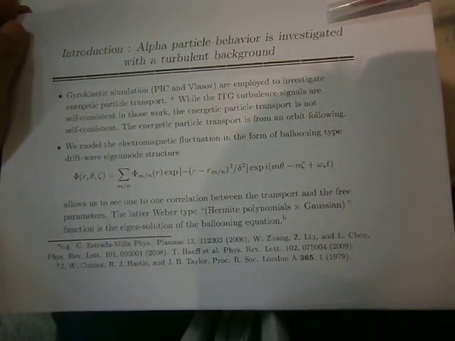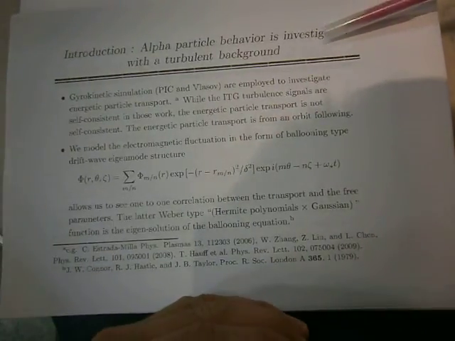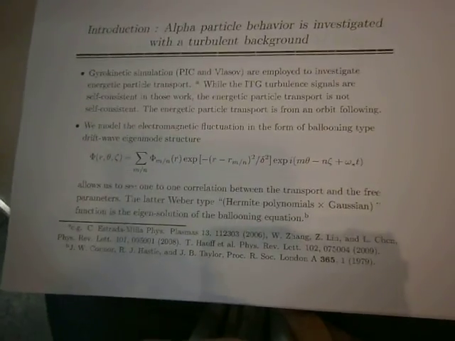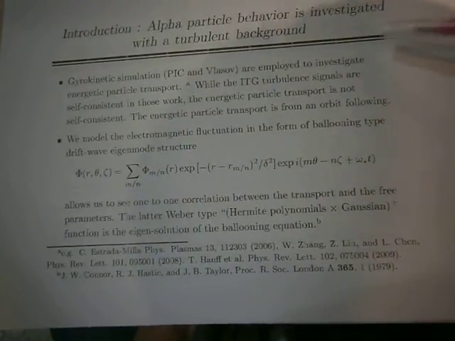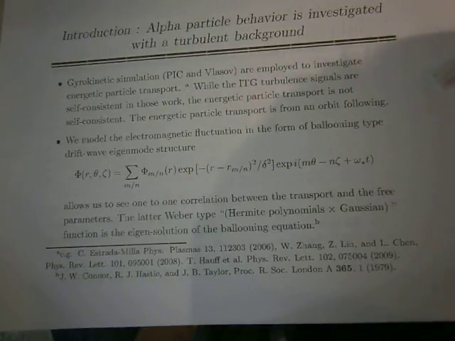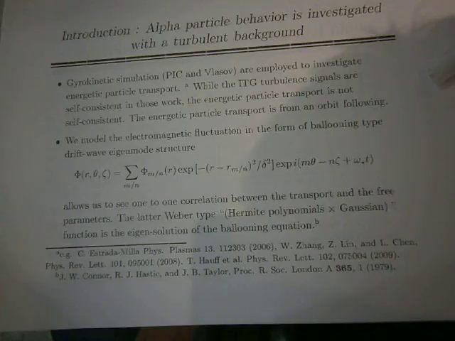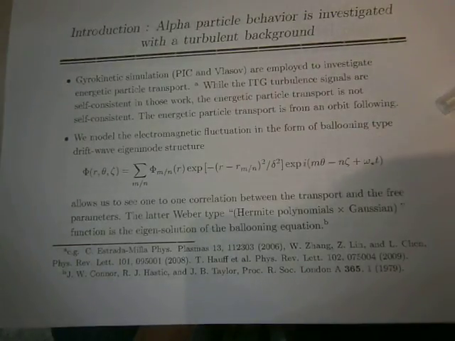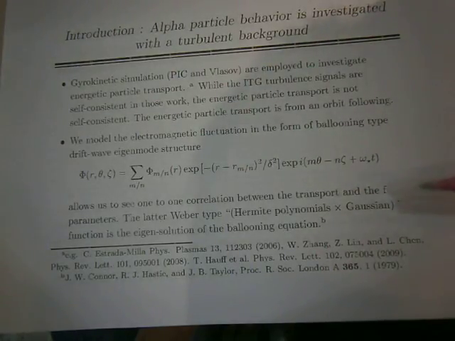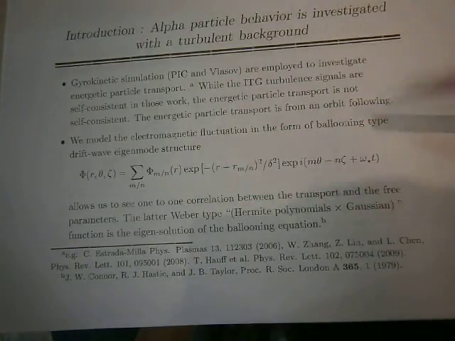Introduction of alpha particle behavior investigated with the two brackets. Investigate the energetic particle transport via toroidal Alfvén eigenmode and self-consistent. The energetic particle transport is self-consistent, from an orbital flowing. A moderate magnetic vibration from the magnetic type different wave function structure. Also the same corrector between transformer and the full parameter, the rate of wave type of Hamiltonian parameter, Gaussian parameter element through the bond application.